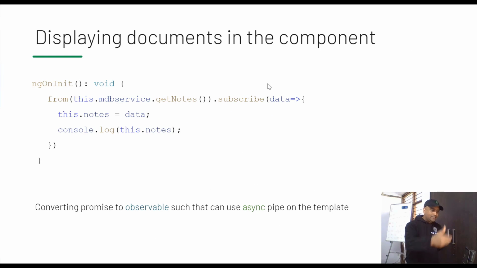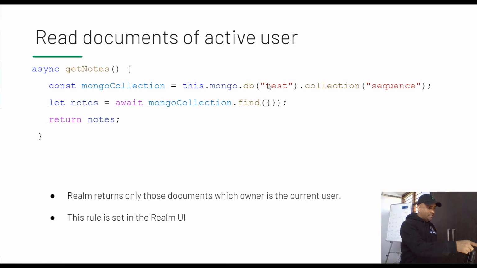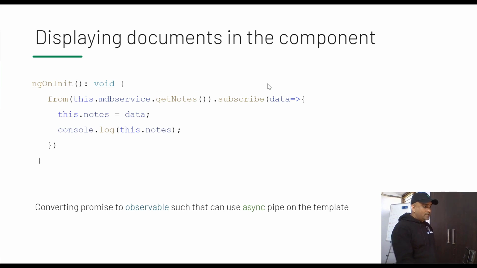All right, and this is how you can display data in Angular, because if you look at the read document here, it returns a promise. So in the component, what I'm doing, I'm just converting that promise to an observable using from, such that I can use the async pipe or the classical Angular way of reading the data. So converting promises to observable such that we can use async pipe on the template.